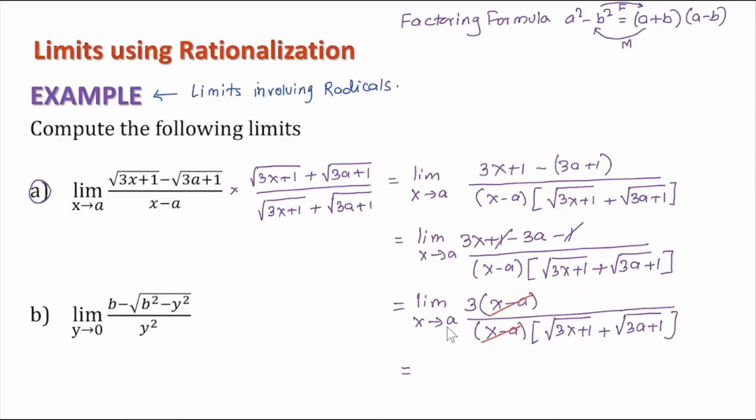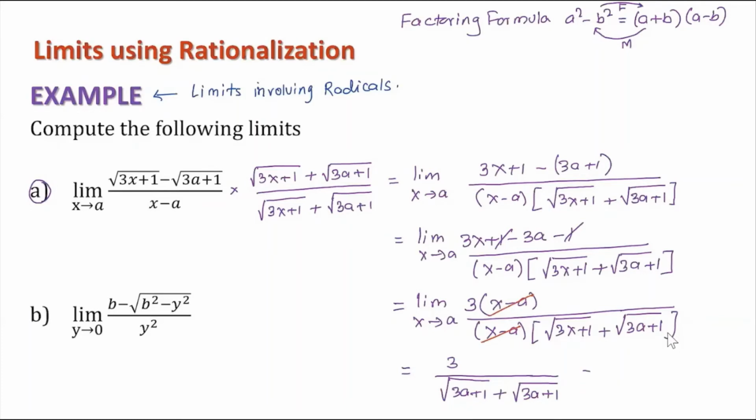Now we can perform direct substitution. In place of x, we are going to plug in a. So in the numerator, you have 3, as it is. Divided by, in the denominator, this is already cancelled. We have the square root of 3 times, in place of x, we are plugging in a, so 3 times a plus 1, plus, in the second radical sign, there is nothing to plug in. It is just the square root of 3a plus 1.